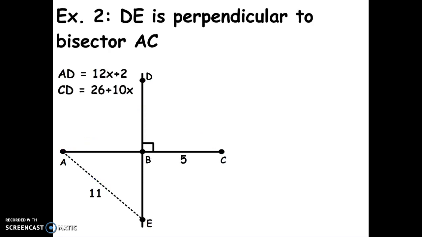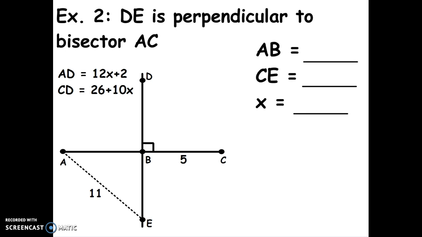Example 2. DE is the perpendicular bisector of AC. So we're going to find the following. What does AB equal? Well, we know that this is a bisector, meaning that it cuts this line segment in half. So if this half of the segment is 5, that means that this half of the segment is also 5. So AB equals 5. Let's find the length of CE. If AE is 11, then CE is also 11.